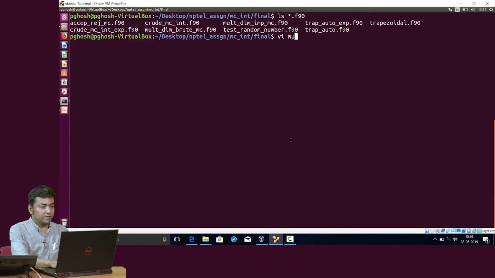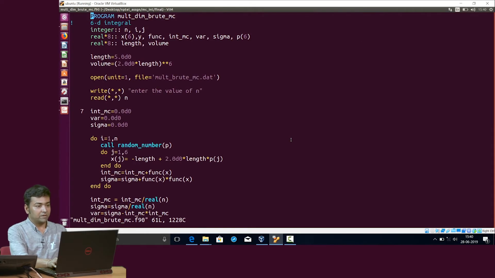So, this is my file, multi-dimension brute underscore F90. This is the program which will do the brute force integral for us, and the idea is exactly the same as the previous examples we looked at for Monte Carlo integration, for example, the integration of e to the power x, but there we had only one variable x. Here we have 6 variables: x1, x2, x3, x4, x5 and x6.